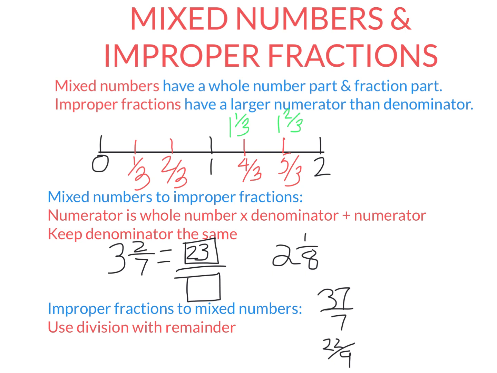So when you're converting here, you always keep the denominator the same. So it'll be 7 on the bottom. So 3 2/7 and 23/7 are equivalent. They are exactly the same number, just written different ways.